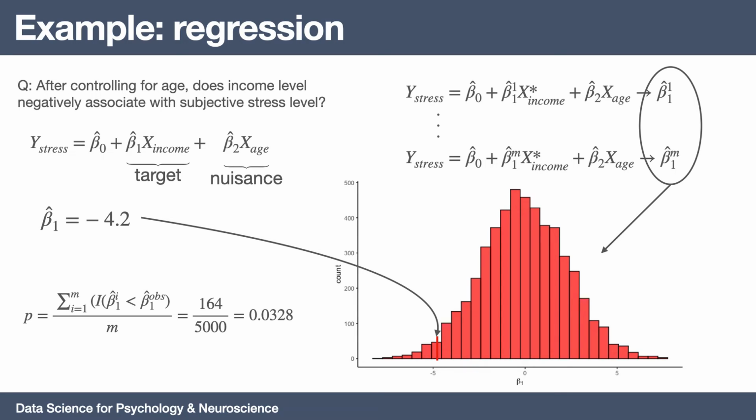So let's say in this case, I had 164 observations where the regression coefficient was stronger, in this case more negative, than the regression coefficient I observed in my unpermuted model. I would divide that by the number of iterations that I have. In this case, I simulated 5,000 runs of the model. And so my direct p estimate is 0.0328. That's the probability of observing a more negative regression coefficient than the one that I actually observed in my unpermuted set if the relationship between income and stress was arbitrary.